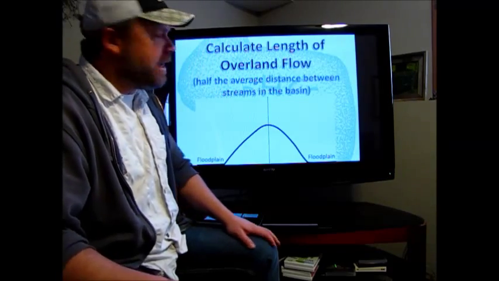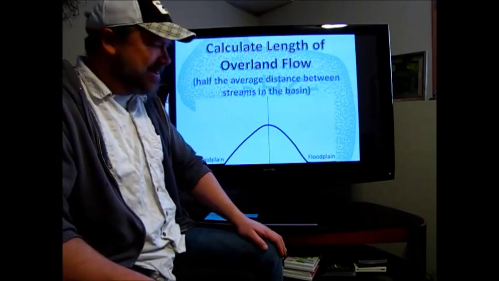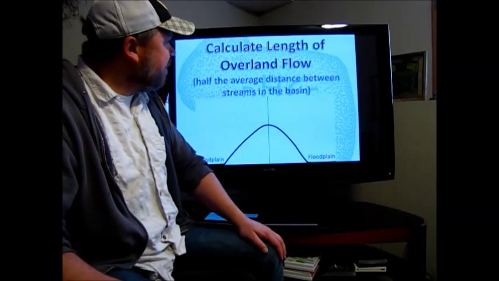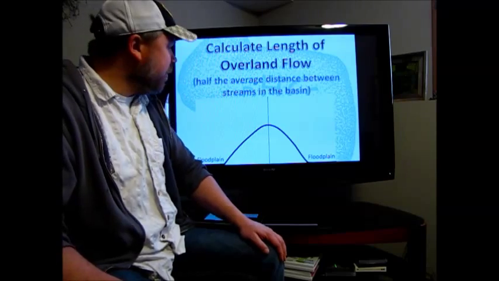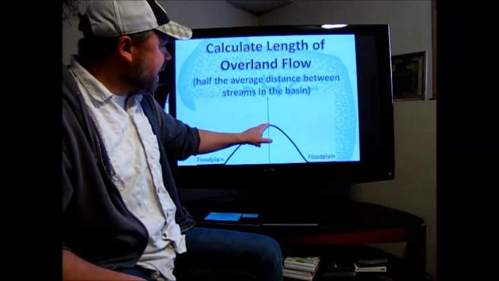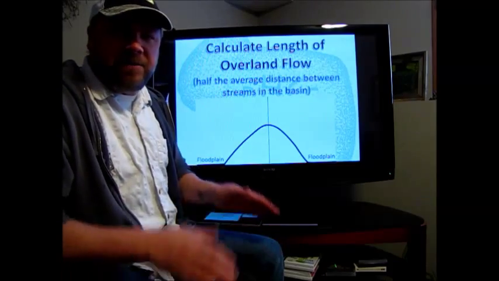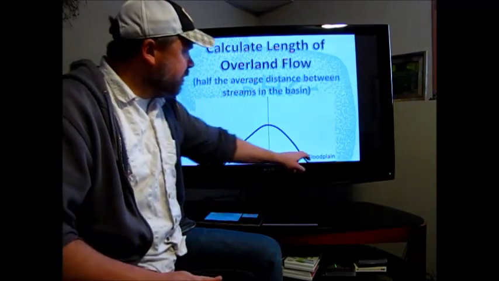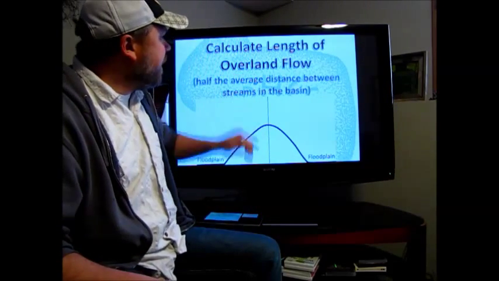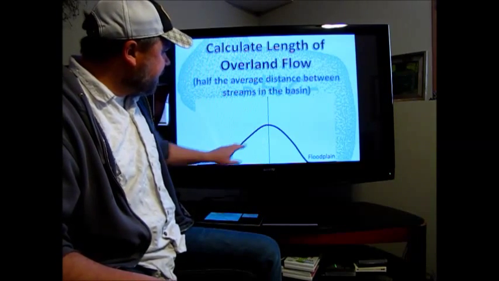So we want to calculate half of that, what's called the length of overland flow in basin statistics, which is half the average distance between the streams in the basin. The reason we want to do this is because this is the average distance from a summit down to the floodplain. So half the distance between two streams, and we can get that from basin statistics by calculating the length of the overland flow. So we're interested in what this average distance is right here.